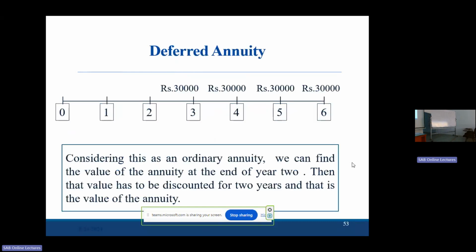And I will also show you the other way, considering this as an ordinary annuity. We can find the value of the annuity at the end of year 2, then discount this to the present. So that is another way. I will show you that one also.